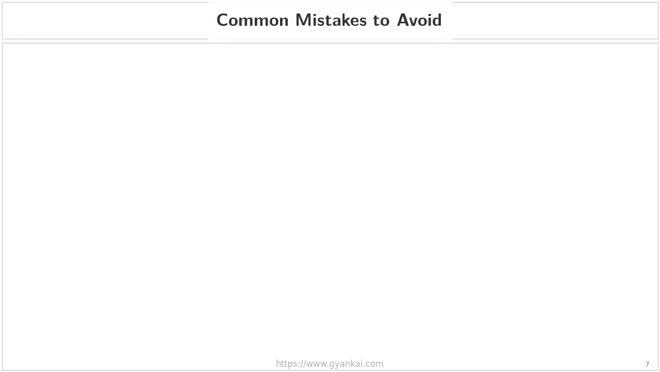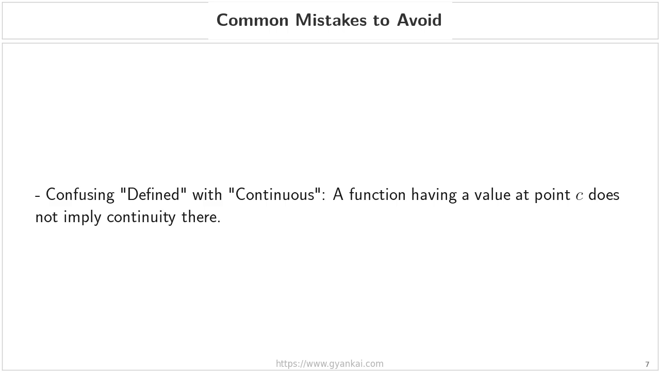Common mistakes to avoid. Now that we have covered the intuitive concepts and the key takeaways, let's conclude this session by discussing some common mistakes to avoid. It is important to clear up these misconceptions before we move on to the more rigorous mathematical definitions. First, be careful not to confuse a function being defined at a point with it being continuous at that point. Simply put, just because a function has a specific output value at a point, which we can call point C, it does not automatically imply that the function is continuous there.